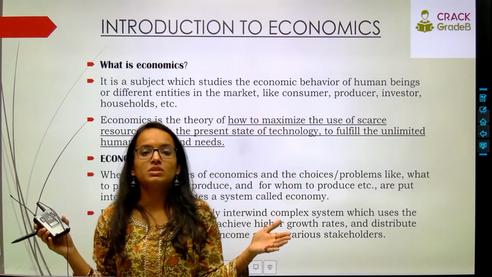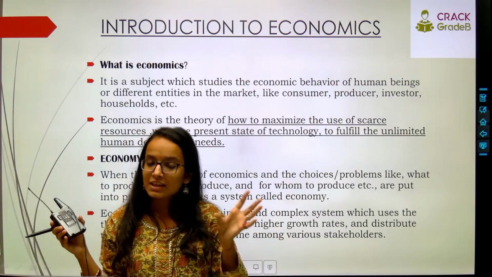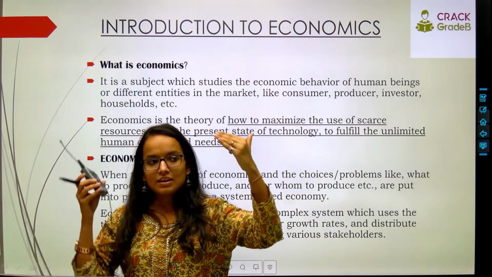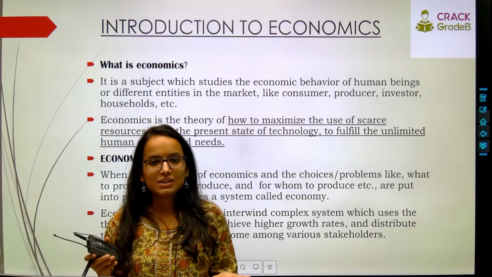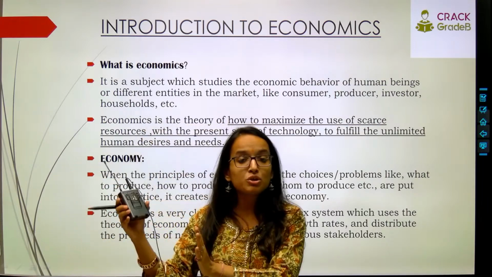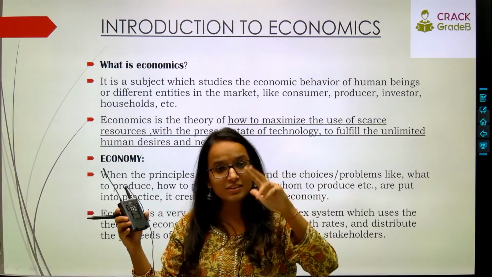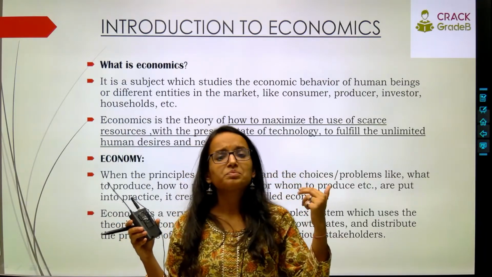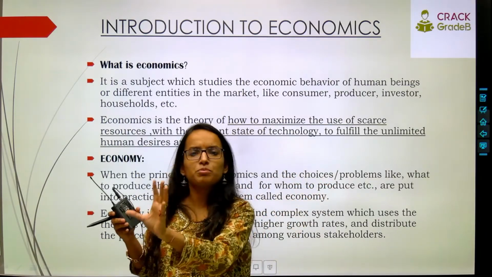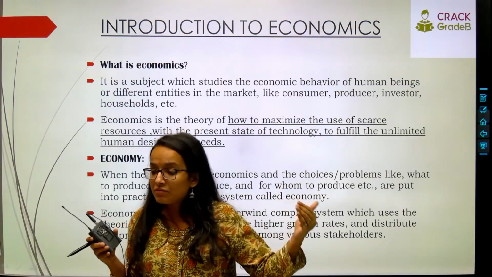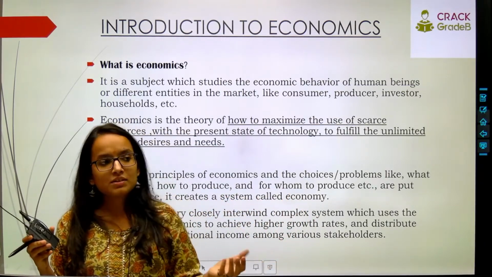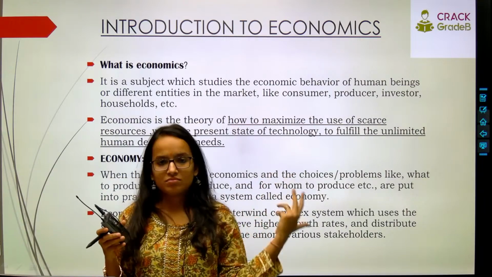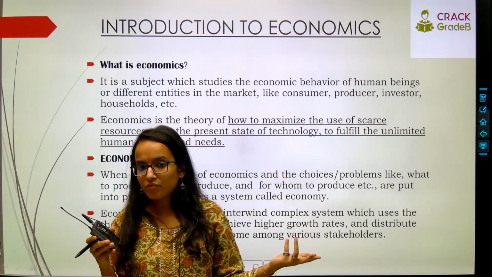There is a huge difference between how a consumer thinks and how a producer thinks. A consumer's motive is less price and more satisfaction. On the other hand, a producer's motive is more price, more selling of products or services, and more profit, or basically profit maximization, right? Then we have investors. Who are the investors? Those who invest their money in something in expectation of a return, which is called profit, right?